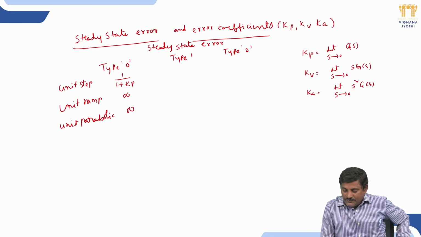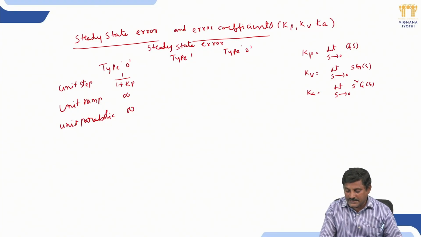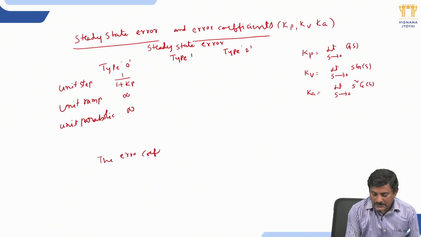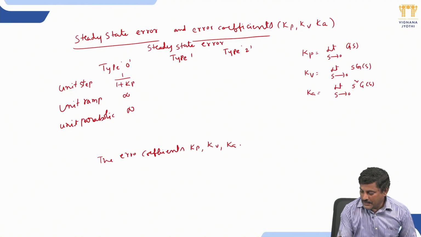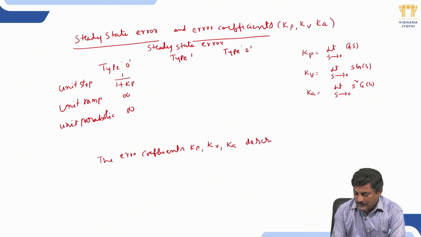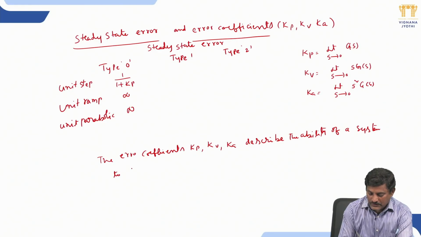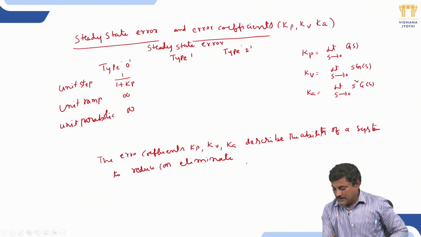Here the error coefficients Kp, Kv, Ka describe the ability of the system to reduce or eliminate the steady state errors.